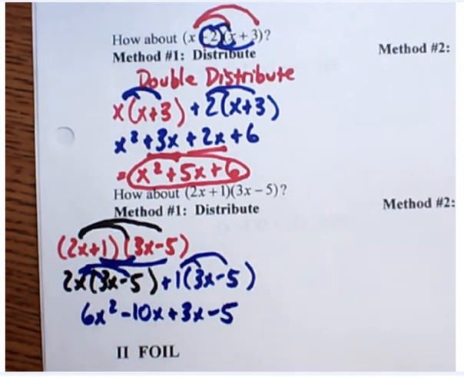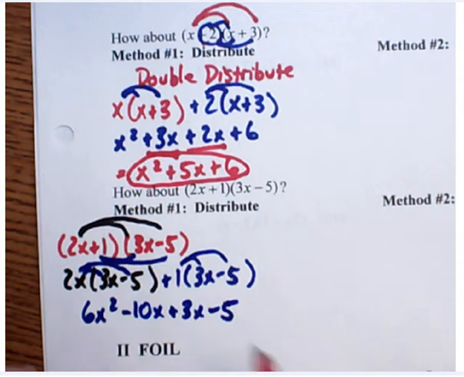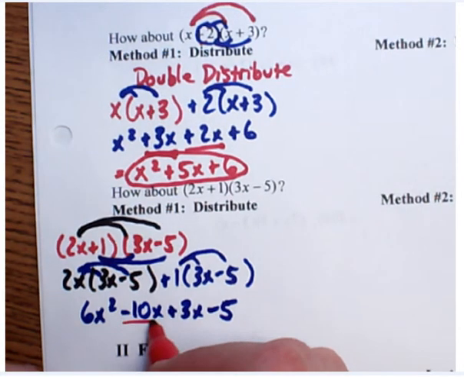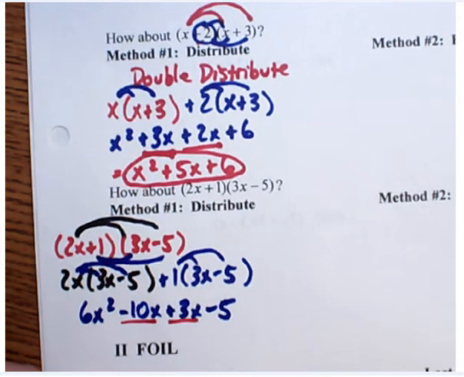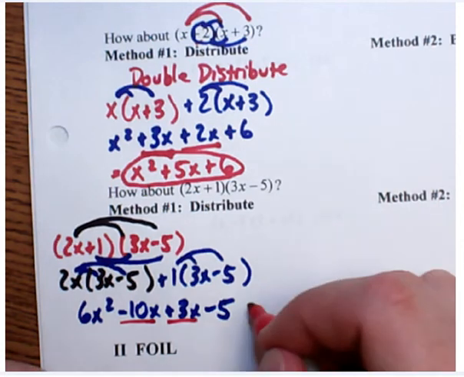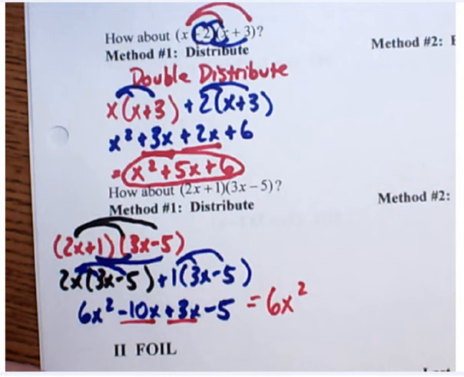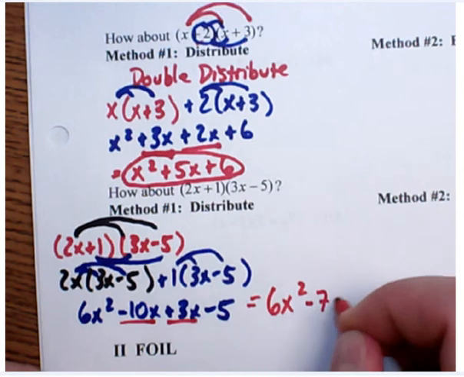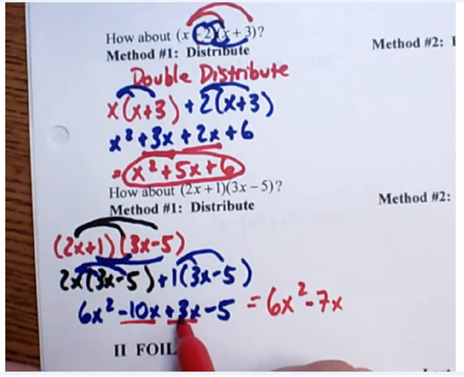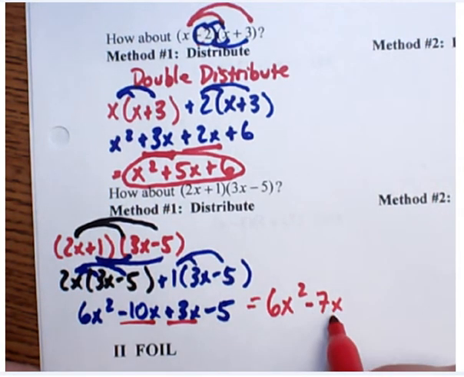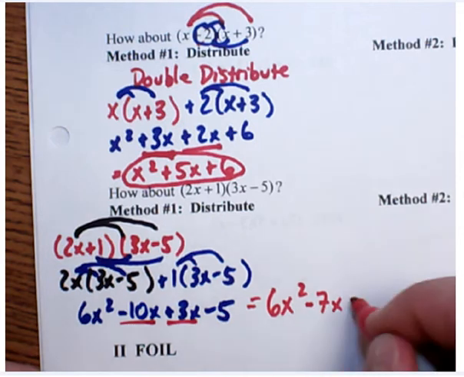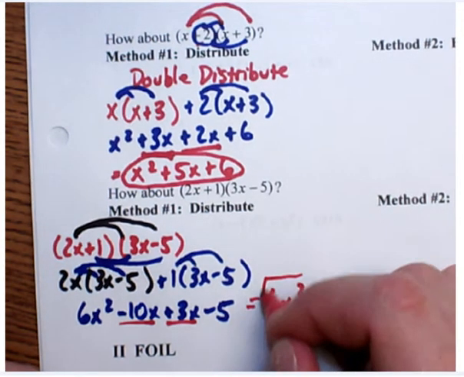Now the last question though, is there anything that you can combine? How about the middle terms, negative 10x plus 3x? Okay, so our answer, 6x squared, that doesn't change. Negative 10x plus 3x is minus 7x. Negative 10 plus 3 is negative 7x, don't forget that term, and then minus 5. And that's all we can do.